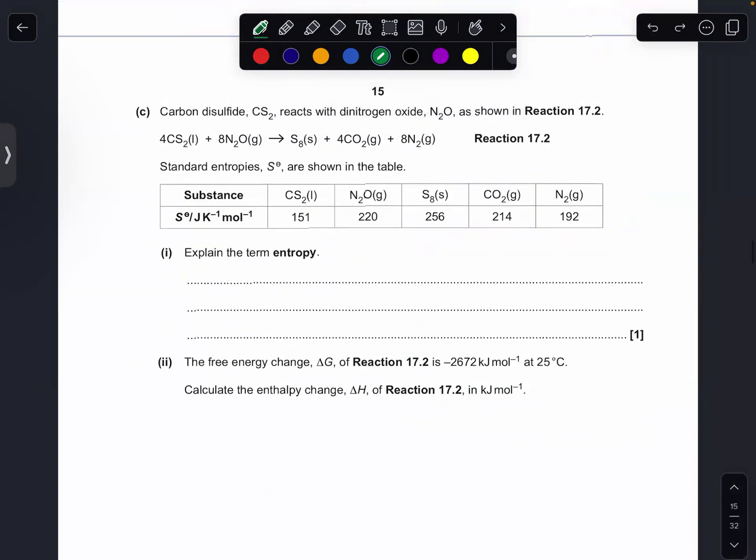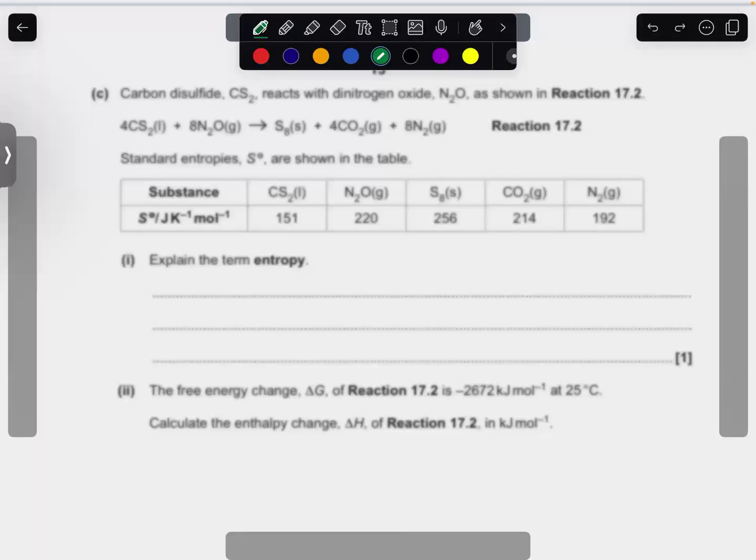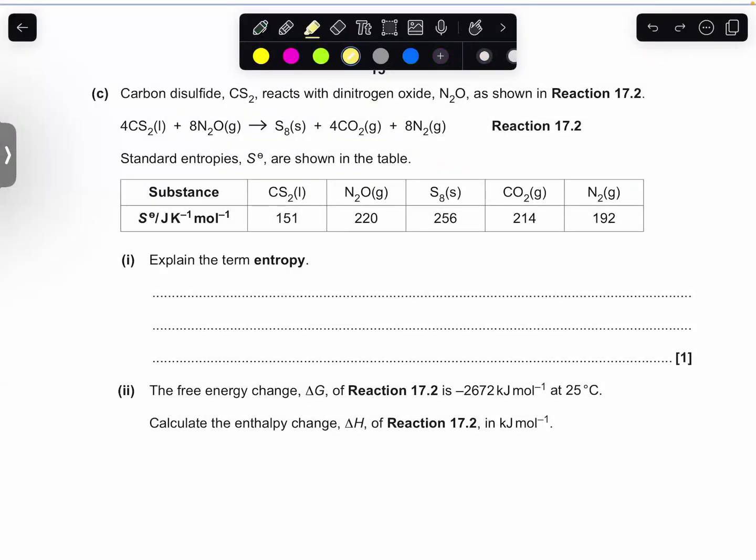Moving on. We've got entropy. This is a question on free energy. Carbon disulfide reacts with dinitrogen oxide. You've got the equation there.